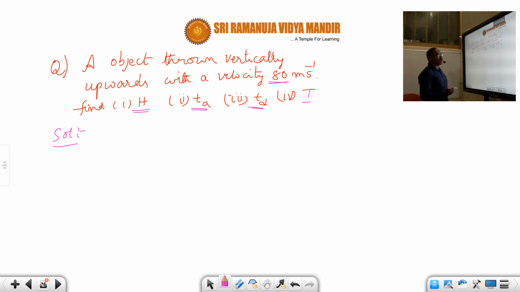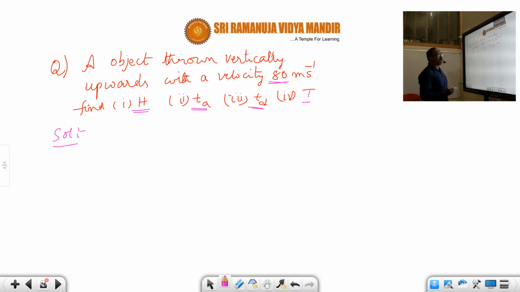First, finding the maximum height, we are using direct formulas. So the maximum height capital H is equal to u square divided by 2g. That is the formula, where u is the projection velocity. At the point of projection, velocity is equal to u. Then maximum height, direct formula, u square by 2g. And take g value equal to 10 meter per second square.